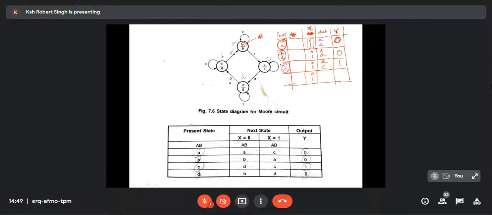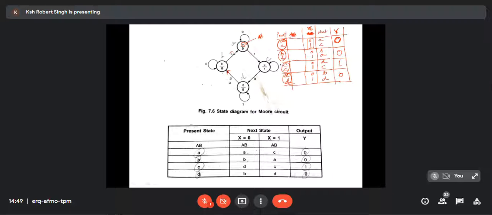And then let's go to D. D goes to D itself when the input is 1. Output is always fixed to 0 during that time. From D, when the input is 0, it goes to B. And when it is at state D, output is 0.